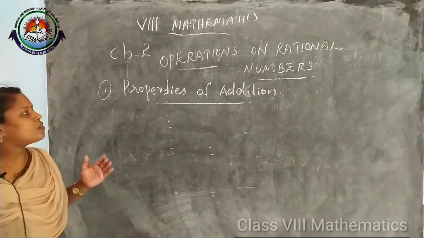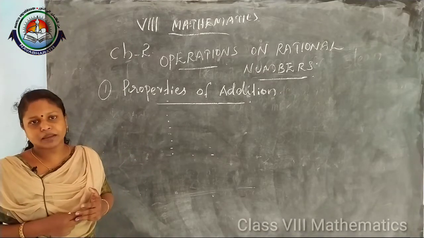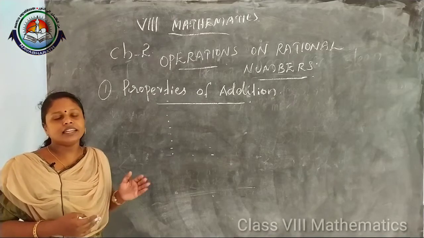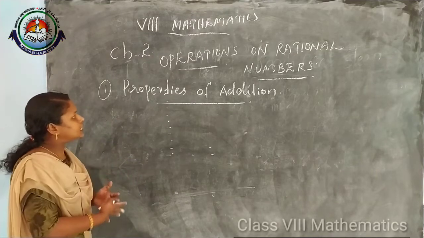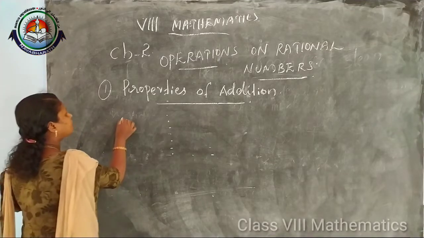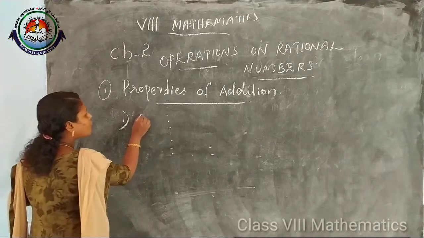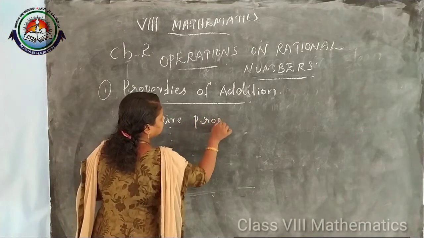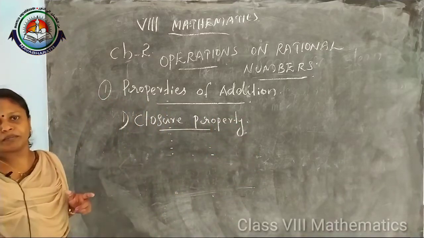I think you are familiar with these properties because we discussed these same properties for natural numbers, whole numbers and integers also. So we need to check whether the same properties are applicable for rational numbers. Do you know which is the first property? We always start with the closure property. Do you know what this closure property is?